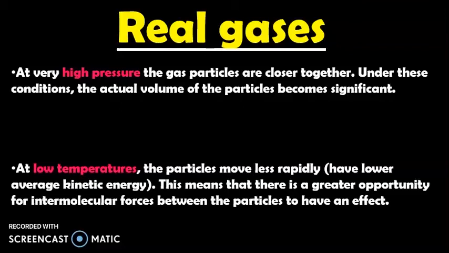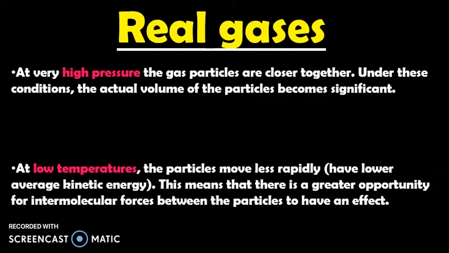In this video, we talk about real gases. A gas that obeys the ideal gas equation as well as the gas laws under all conditions is said to be an ideal gas, or a gas that behaves ideally. In reality, all gases deviate from ideal behavior to some extent and are described as real gases.